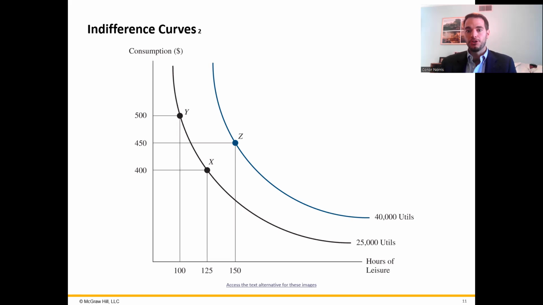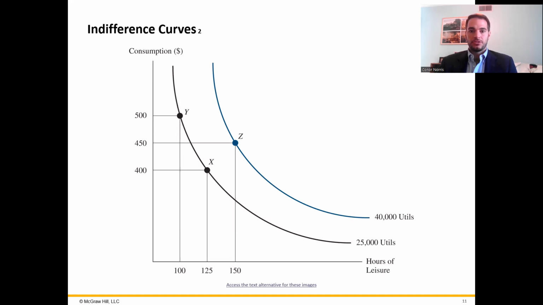So at point y, the individual spends $500 on consumption and spends 100 hours engaged in leisure. At point x, they spend $400 on consumption and 125 hours on leisure. Again, because they're on the same curve, they're just as good. The individual doesn't care which of those two they engage in, they're just as enjoyable. They perceive no difference in well-being between the two combinations. They're equally satisfied. Tons of different ways that we can say that they're basically the same. In this case, point y has more consumption and point x has more leisure than the other. But even though they're different, the individual gains the same amount of overall utility from them.